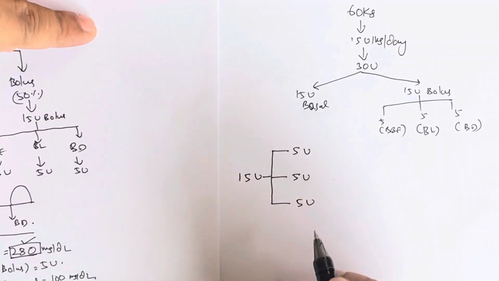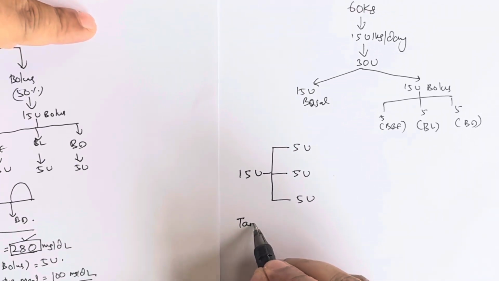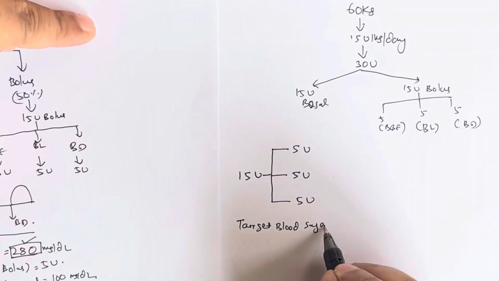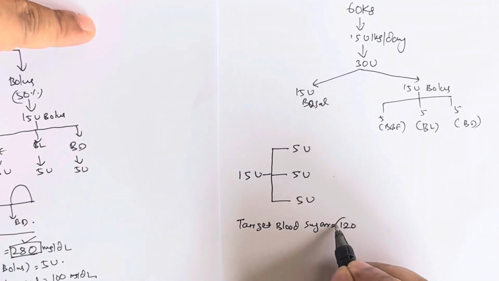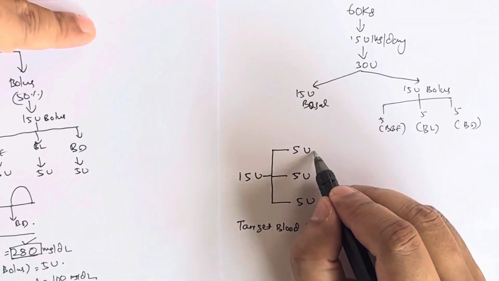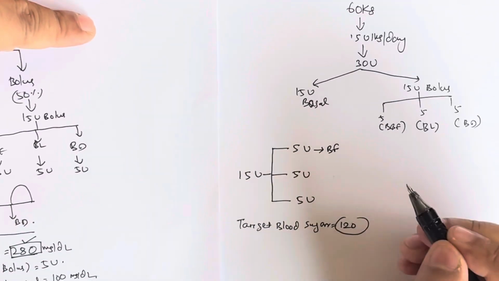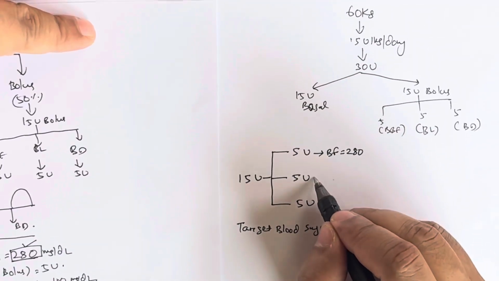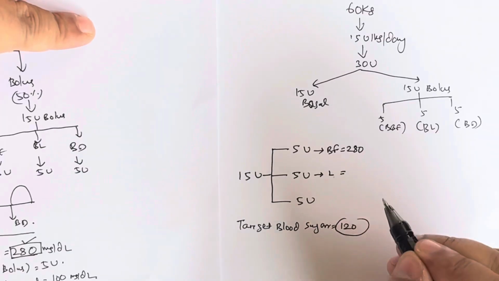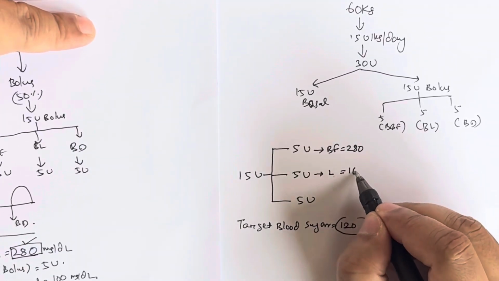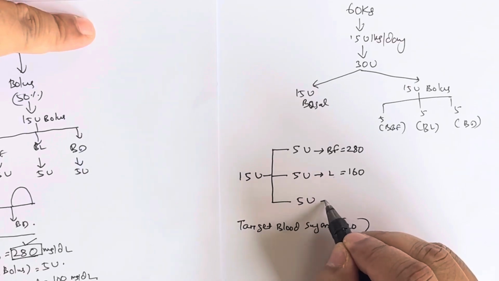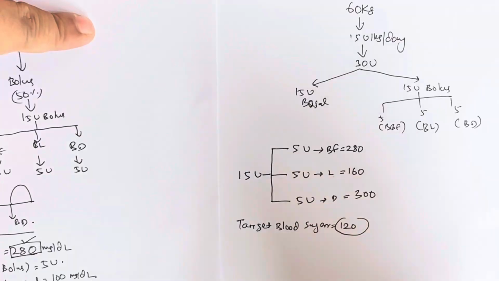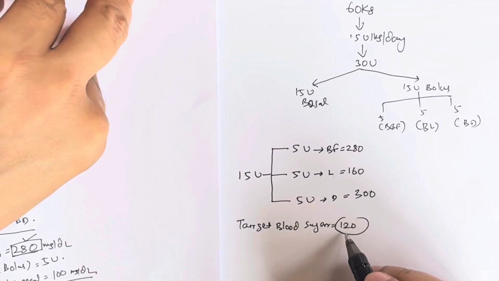and our target blood sugar is, let's say, around 120. So at breakfast time we check the blood sugar and it came out to be 280. At lunch time we check the blood sugar, it came out to be 160. At dinner time we check the blood sugar, it came out to be 300, right? Our target blood sugar is 120.